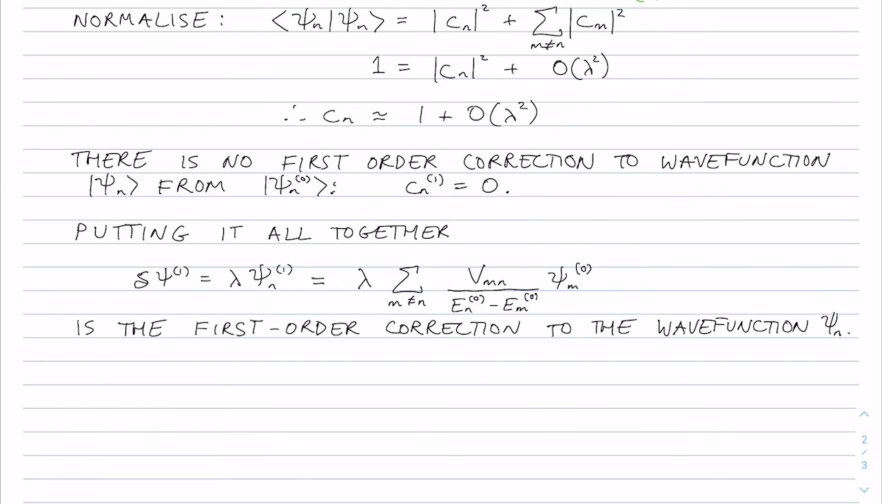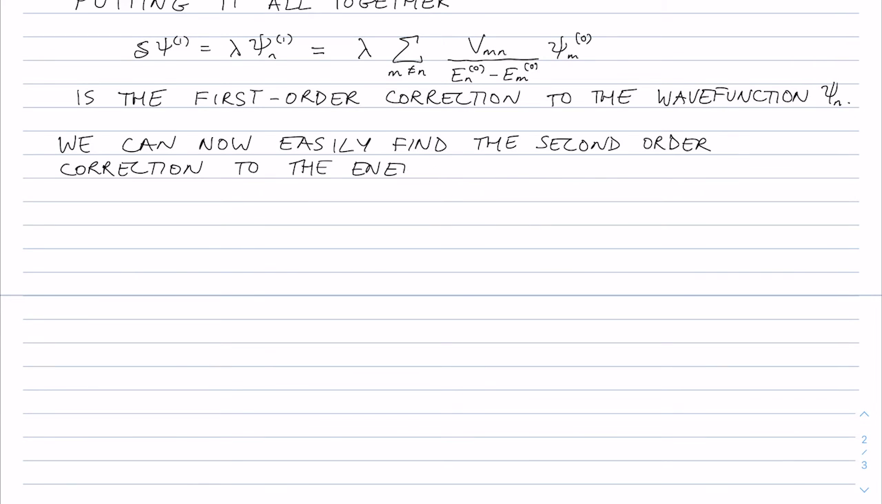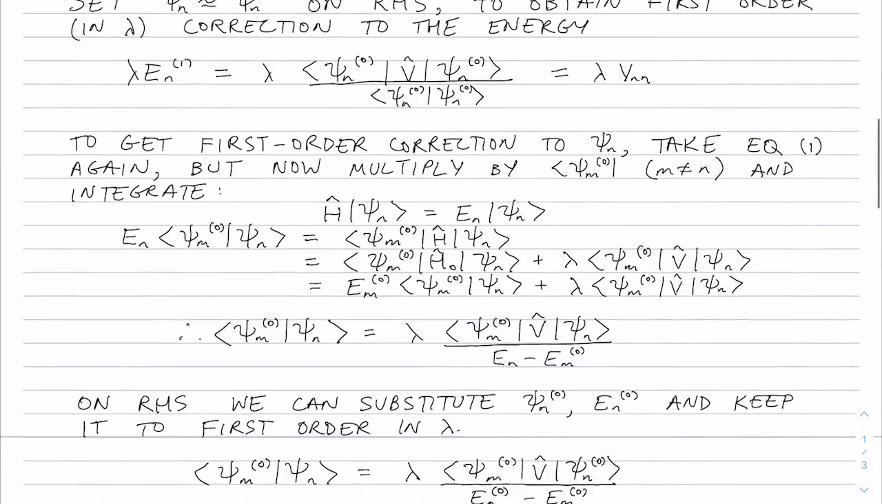Great. And now we can easily find the second order correction to the energy. To do that, you just need to take equation 2, which I'll go back and show you in a second, and you substitute in our first order corrected wave function. So let's just go back to equation 2 and have a look at what I'm talking about. There's my equation 2, there's equation 3.